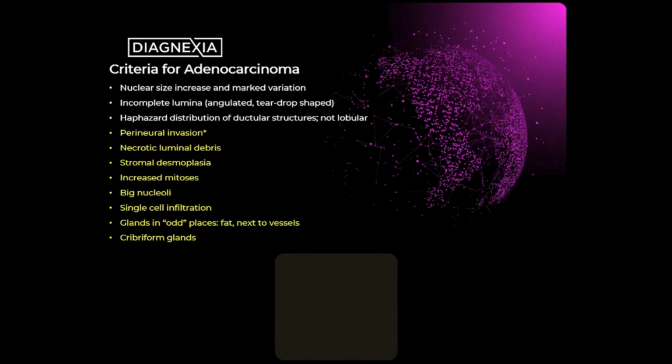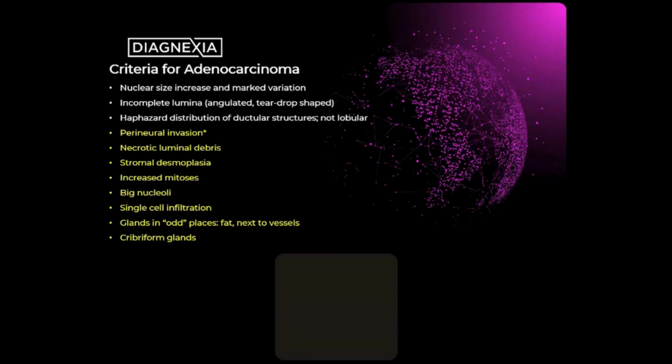Perineural invasion, as I said, when it's there, great. Invariably, it's not going to be there to bail you out. And just remember, in chronic pancreatitis, there are reports and publications where they have said that you can get perineural invasion of ductular structures. I'll come back to that. Necrotic luminal debris, reflective of increased turnover, stromal desmoplasia, which can be tricky, separating it from chronic pancreatitis, mitotic activity increased, big nucleoli, single cell infiltration, glands in odd places, cribriforming of the glands. All those help formulate a diagnosis of adenocarcinoma.